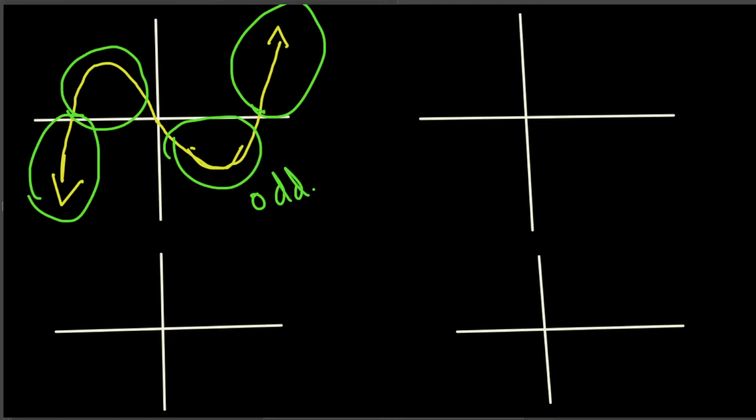Now let's look at another example. Let's say there's a graph like this, coming from infinity and going like this, then going like this, and then going to infinity again. Is it an odd function, even function, or neither? Here you can see this is symmetric around the y-axis, therefore this is an even function.